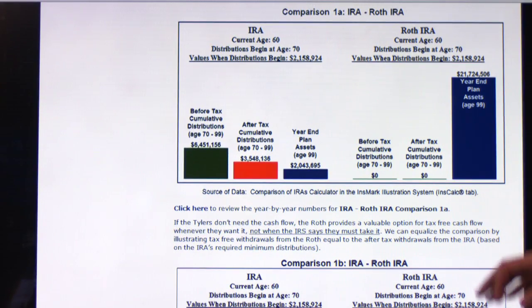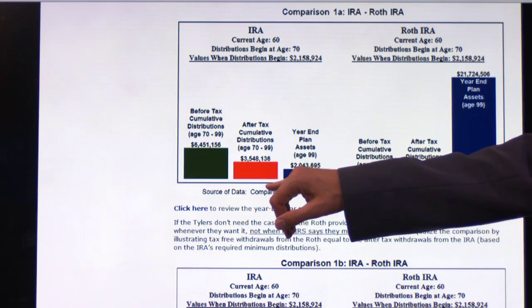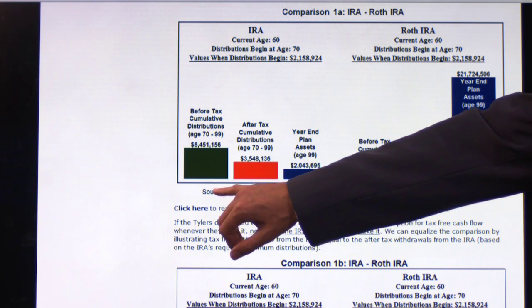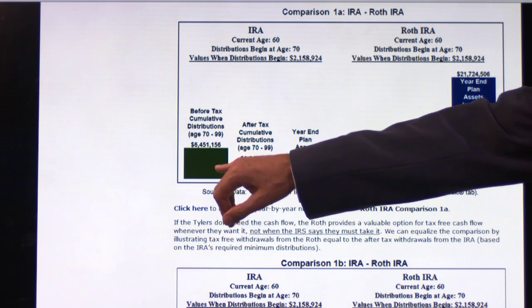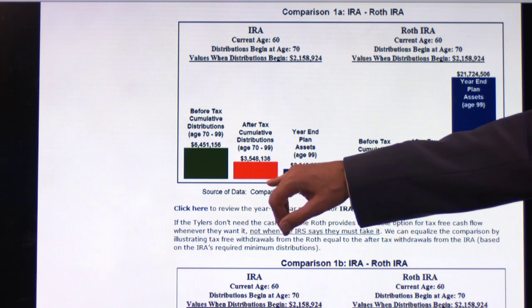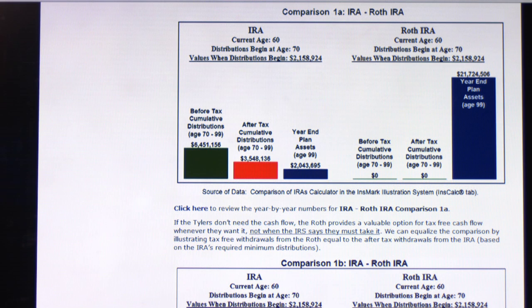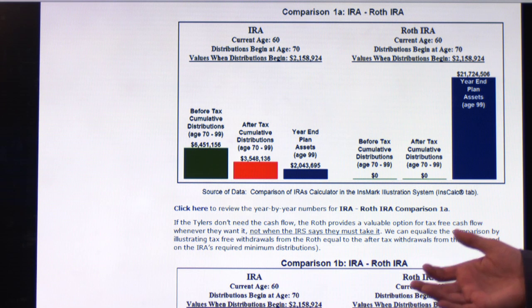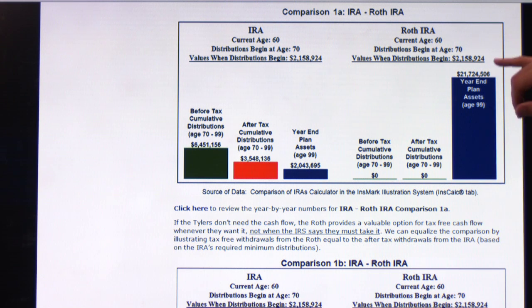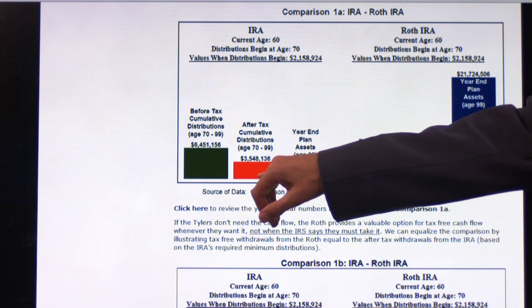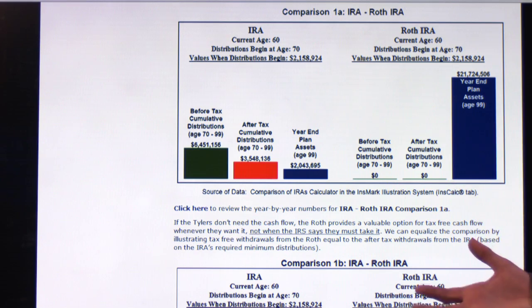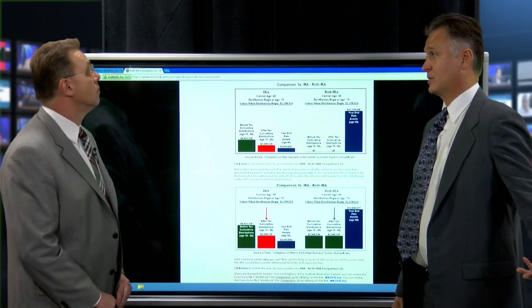And here as you can see, with the IRA, you're going to have minimum distributions. So you're going to pay out over their life expectancy, or actually to age 99, $6.4 million. After tax, you'll have about $3.5 million for the client during their retirement years, and the plan will end up with about $2 million. With the Roth, there are no minimum distribution requirements in this client-owned case, and you have a Roth with $21 million at age 99. So, $21 million versus $3.5 plus $2 million, a big difference for the $450,000 of tax you paid.